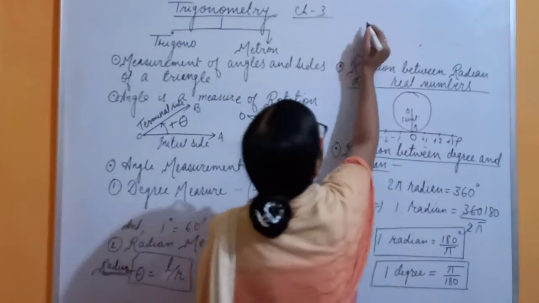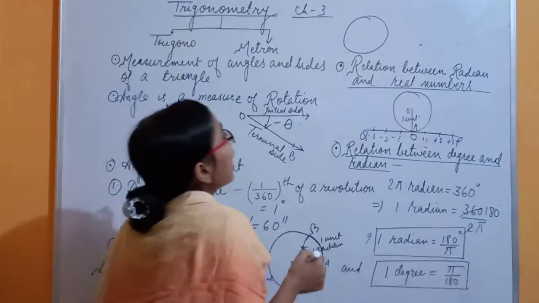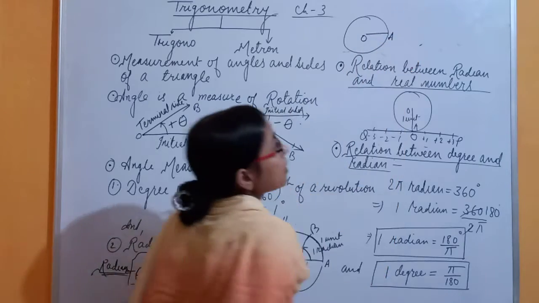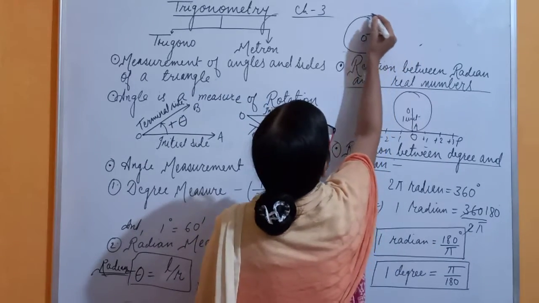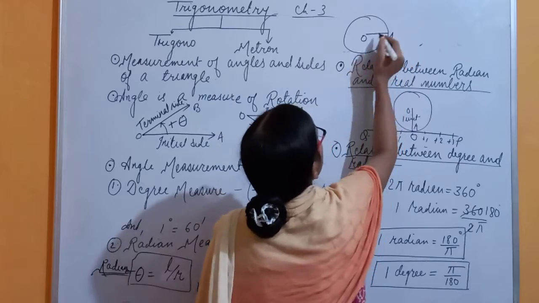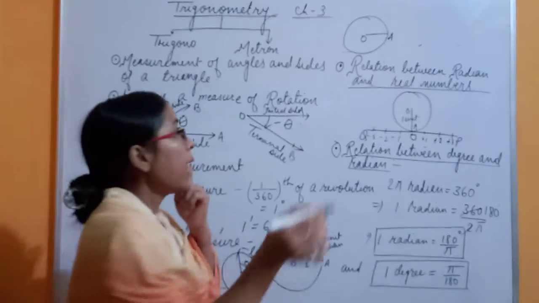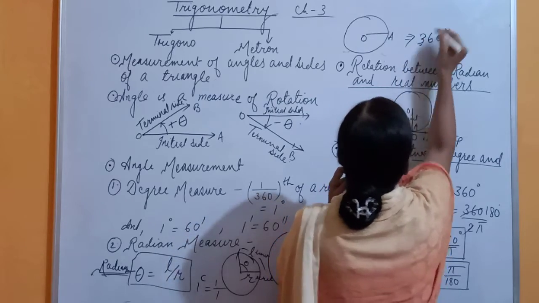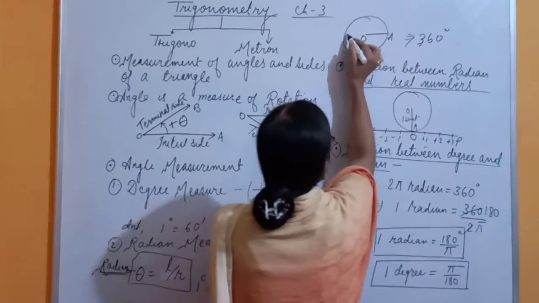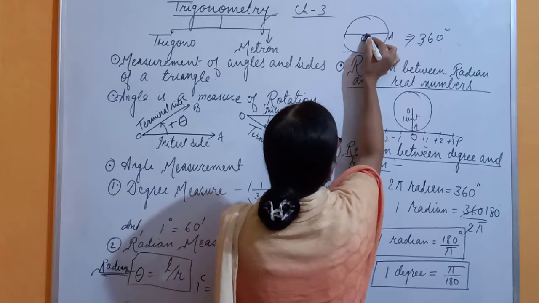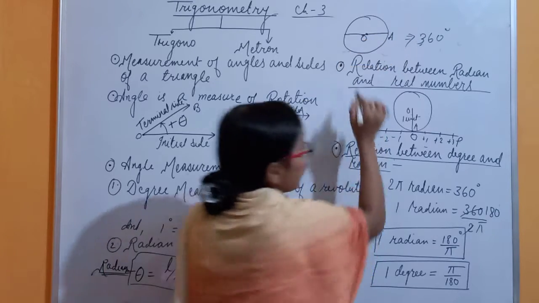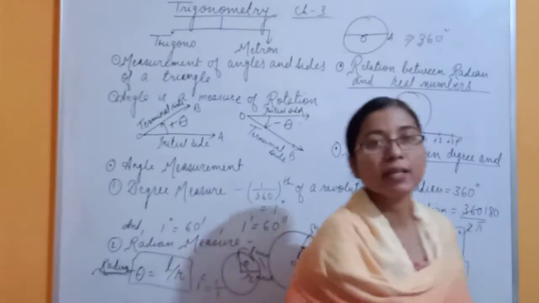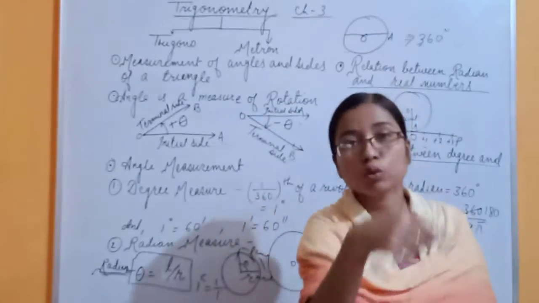Now here is the circle, and it has a radius, and you rotate it until you reach back here. This is the complete revolution, and in this complete revolution you get 360 degrees. Suppose this one is the half movement, meaning 180 degrees, and pi rotation in the case of radian. A complete revolution is said to be 2 pi.